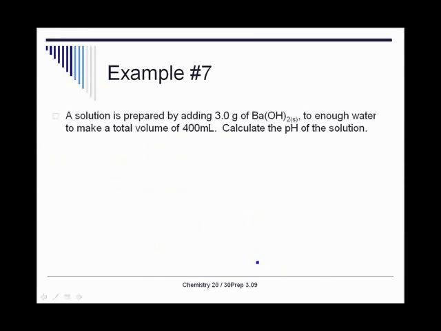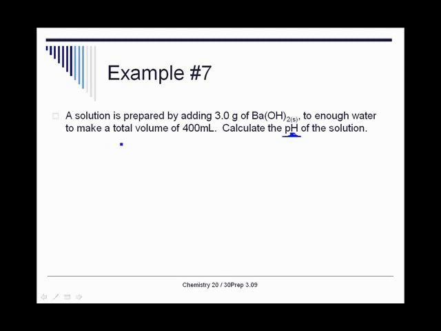Got one more example here. Here we have a solution of barium hydroxide, and we want to calculate the pH. And questions like this are pretty common. Generally speaking, we live in a world of pH. We don't really live in a world of pOH. So when we talk about bases, we generally want to know their pH because it's more intuitive to us. We've used pH more often, so we know what it means better.